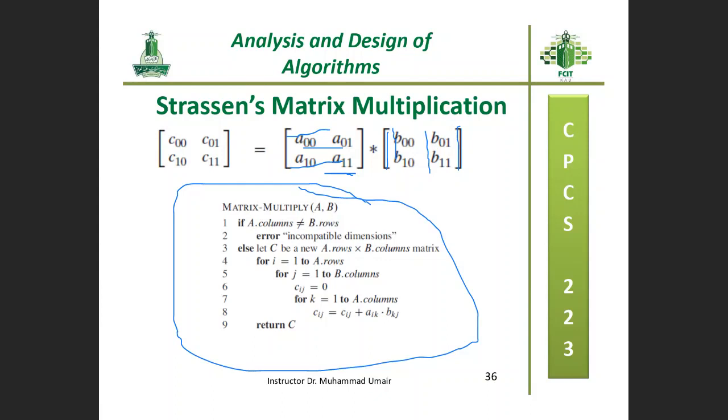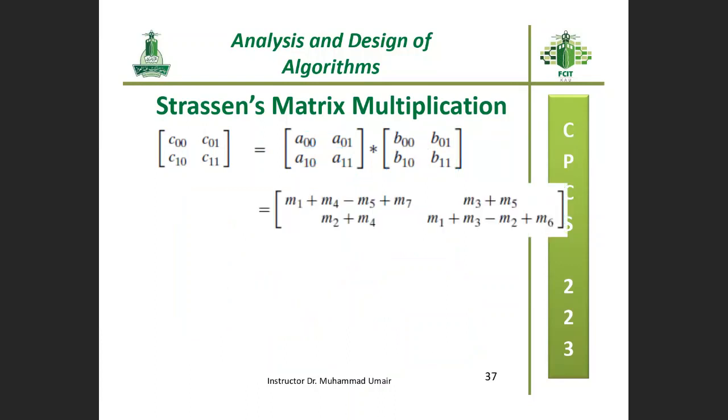And looking at this matrix, can you guess what will be the efficiency of this algorithm? It will be n cube. Okay. On the same approach as we have discussed previously, this matrix multiplication can be done using the divide and conquer approach, and this is called Strassen matrix multiplication.